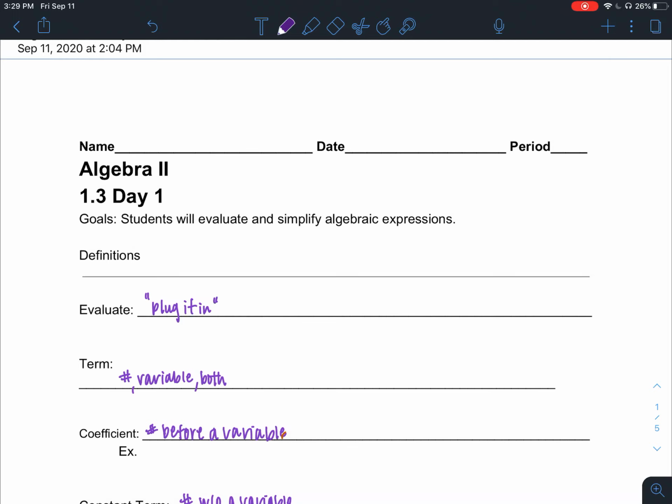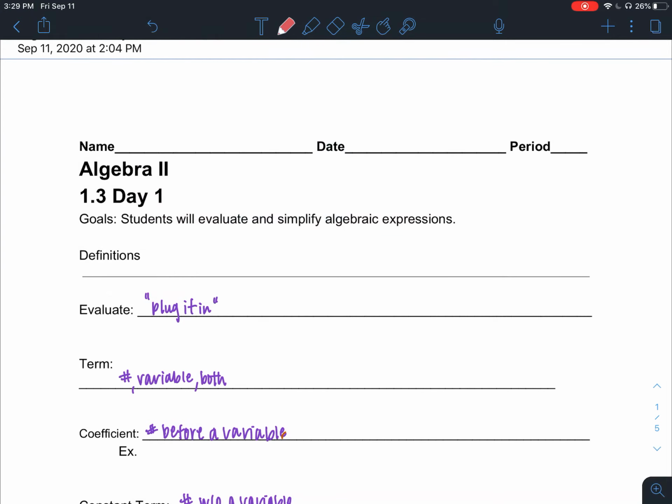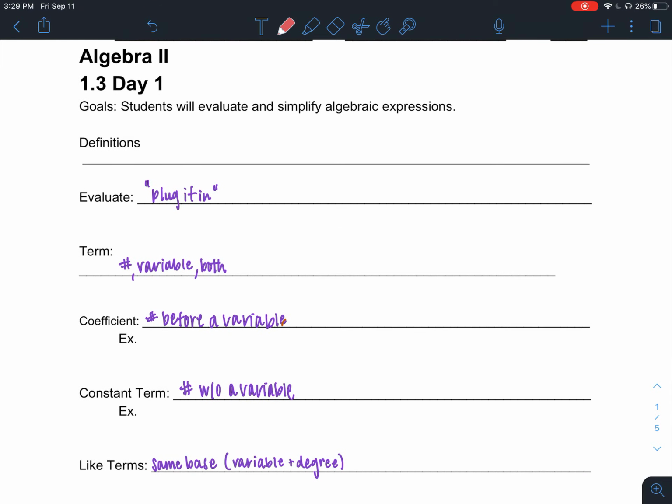We're going to jump right into the notes. So, we are going to be evaluating and simplifying algebraic expressions. First, let's run through some definitions. I would go ahead and write these down, pause, and then we'll go through each of these definitions.